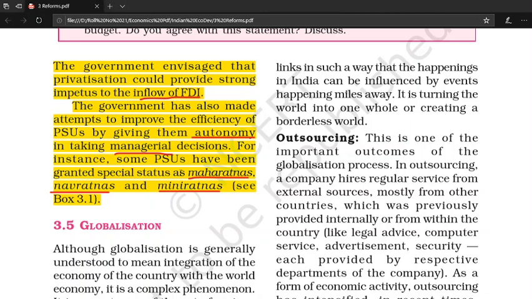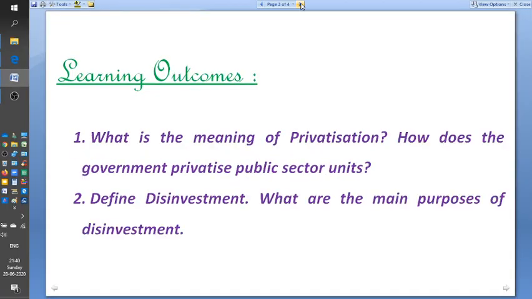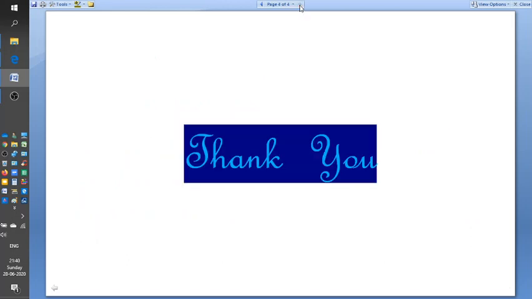So that's about the second part of our discussion on economic reforms. What you've learned about is privatization and how the government privatized public sector units, and you've also learned about disinvestment and its main purposes. And the next, final part will be on globalization.